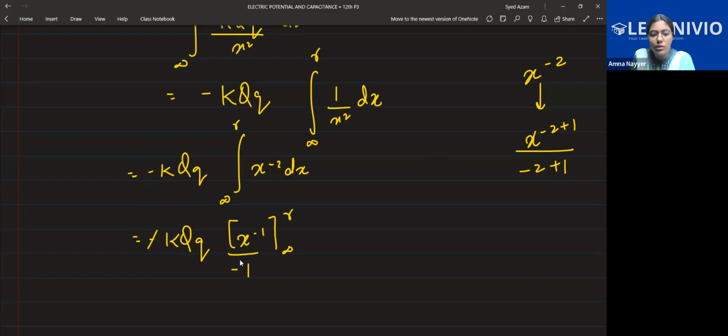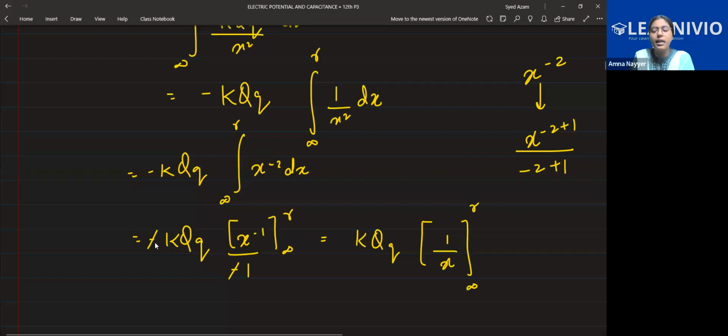Look, this minus and this minus will automatically cancel. So this is from infinity to r. Now x to the power minus 1 is there, so it's better we bring it back to the denominator. So it will become k capital Q small q times 1 by x. And what are the limits? From infinity to small r.